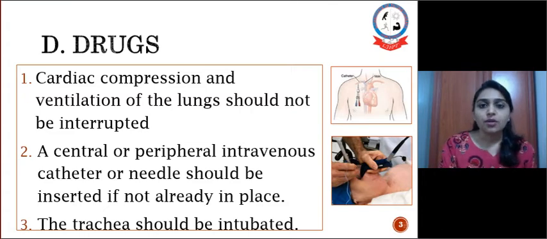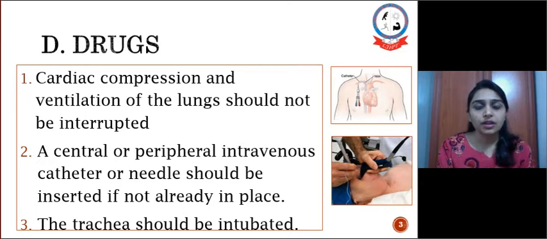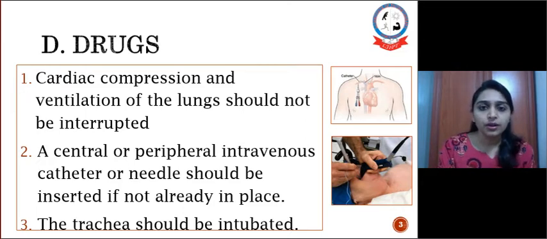If the patient is already in hospital, we may find a central or peripheral venous catheter already inside the patient. Then we have to make sure whether the patient is intubated or not. If not, then we should intubate the trachea. By using an endotracheal tube, we can provide artificial ventilation, as well as maintain the airway, so that any vomiting or fluid does not get into the lungs, and we can prevent lung contamination.